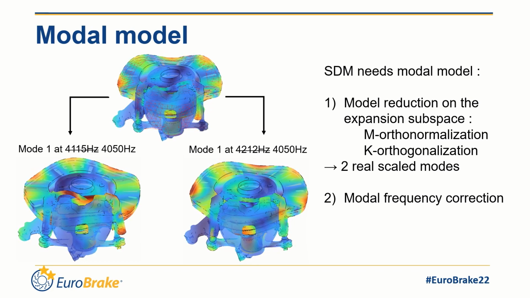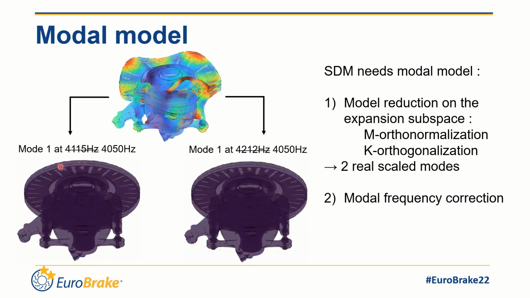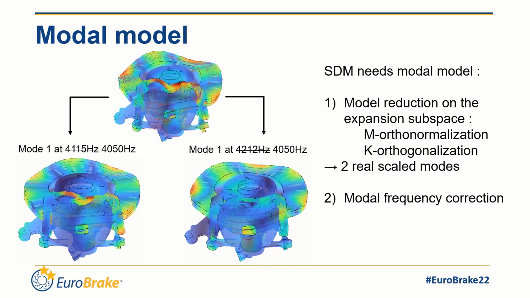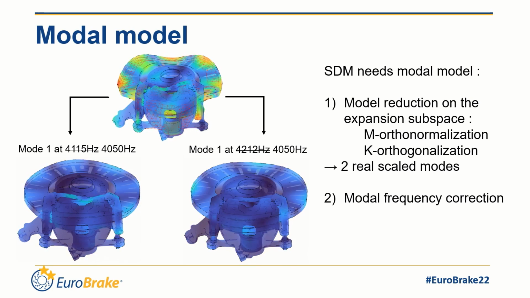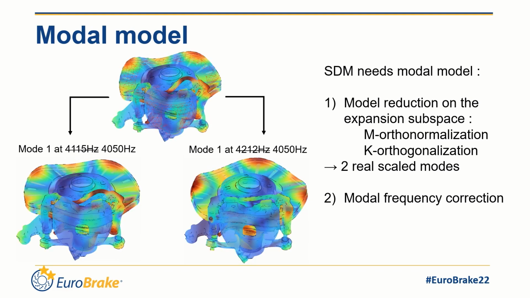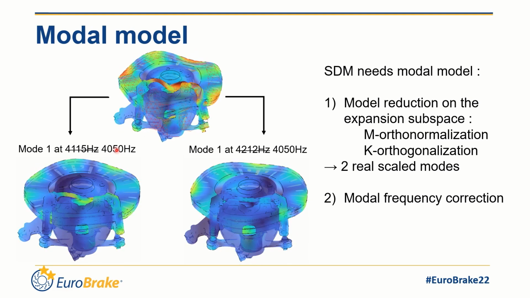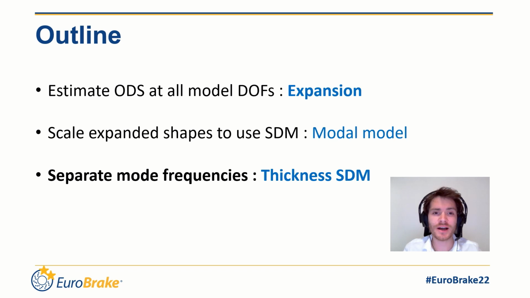To do so, the nominal model is first reduced on the expansion subspace, which leads to two real modes and their associated frequencies. Because the model dynamics is a bit violated during the expansion procedure, the frequencies are higher than expected, and this is corrected by imposing the exact expansion frequency to these two real shapes in the model. We now have a model with two modes at the exact squeal frequency, and the final objective is to separate them in order to reduce the squeal occurrence using SDM strategy.